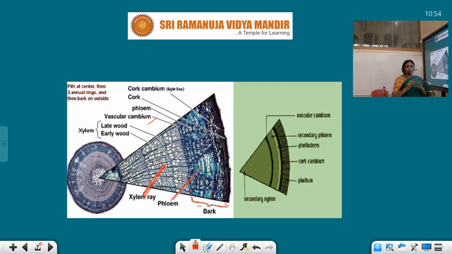But later on this bundle part is ruptured. When the stem is growing, the vascular bundle is ruptured because more secondary xylem and secondary phloem are formed already. Here also we can see the secondary xylem. This is secondary xylem. So inside, secondary xylem is forming and outside, secondary phloem is forming.